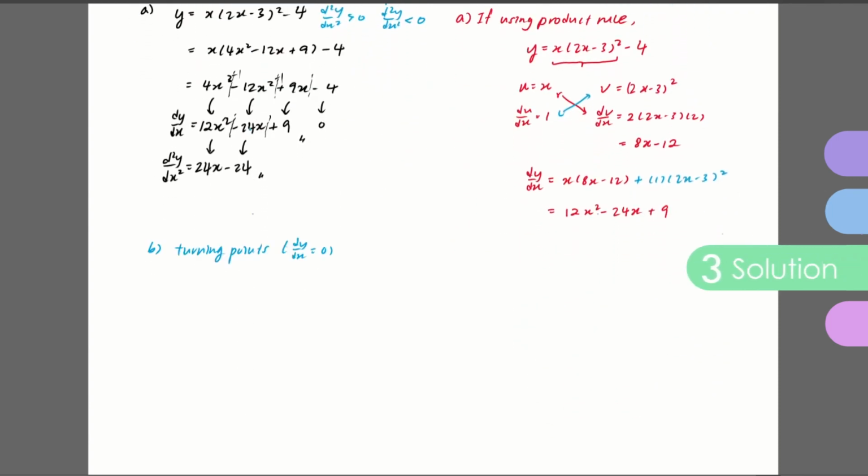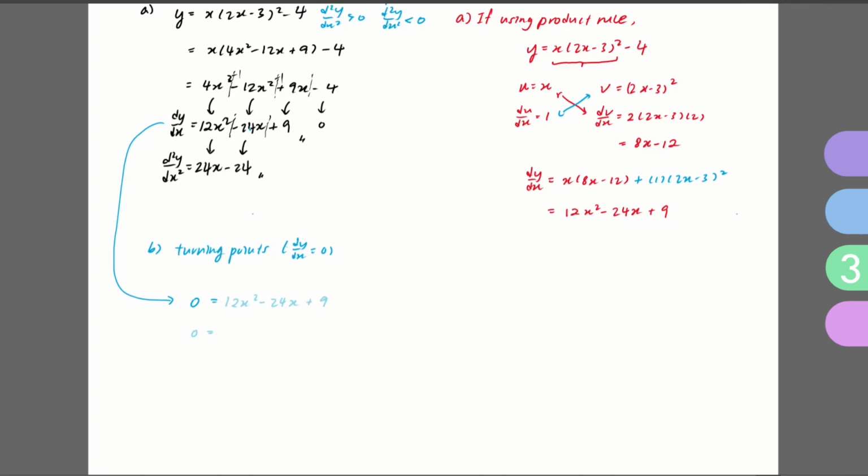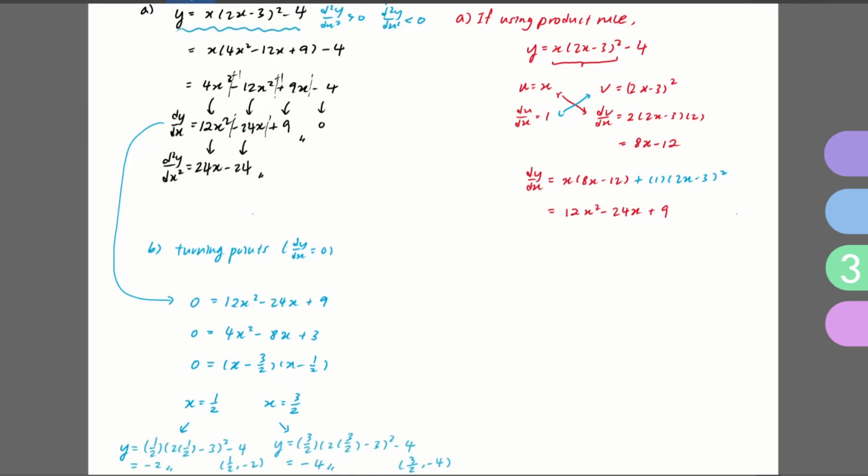We can use the equation from part A and sub 0 into dy over dx, and simplify it. We can use the calculator to factorize this quadratic equation, and you will get x equals 1 over 2 and x equals 3 over 2. To find the coordinates, we need to find the y value as well. To find the y value, we can use the original equation on top here. By subbing in the x values, we will get 2 points: 1 over 2, negative 2, and the other point would be 3 over 2, negative 4.